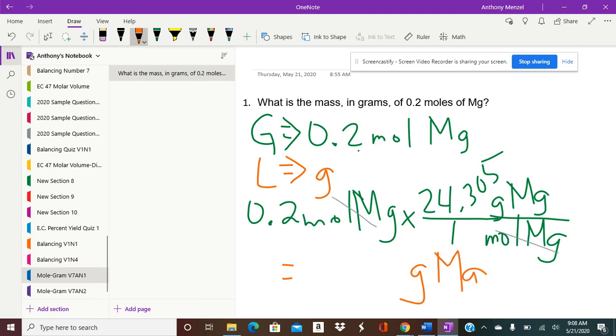And when you multiply 0.2 times 24.305, you get approximately 4.9. Really, we could round that to 5 because the 0.2 is only one significant digit because the 0 is a placeholder, but we'll leave it like this for now. And so that's one way of using dimensional analysis very effectively to go from moles to grams of an element.